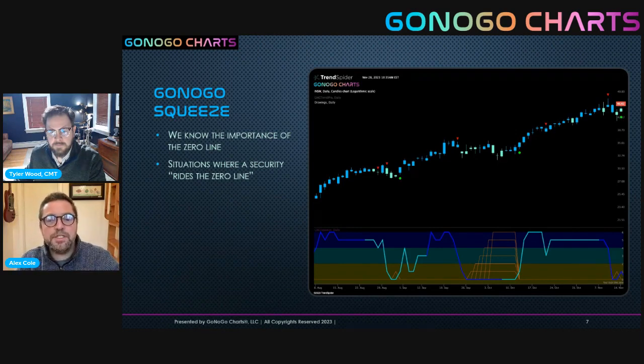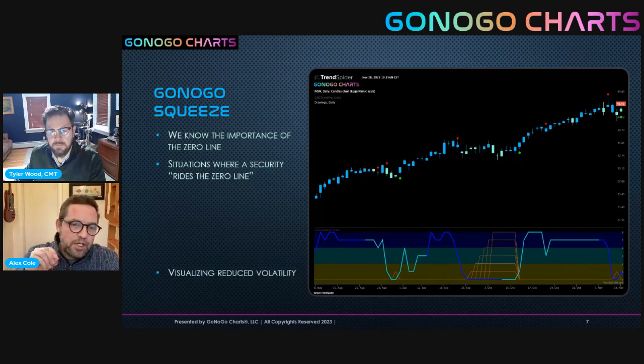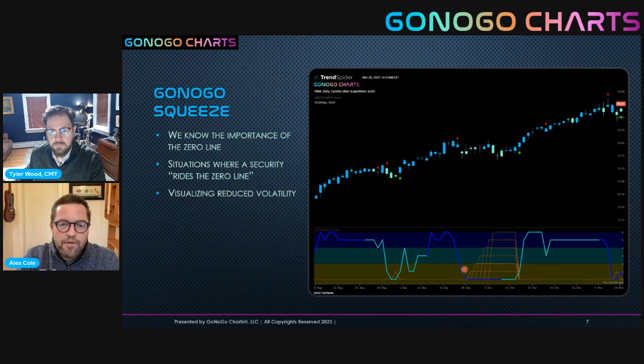But what about situations where the oscillator rides the zero line? That means that there's been very little directional momentum. All of those background inputs have stayed in their neutral territory, and so the oscillator remains at the zero level. Now, when that happens, we use our GoNoGo Squeeze grid, and that grid climbs for every bar that the oscillator stays at zero. So when that grid reaches its max, what we're doing really is visualizing reduced volatility.